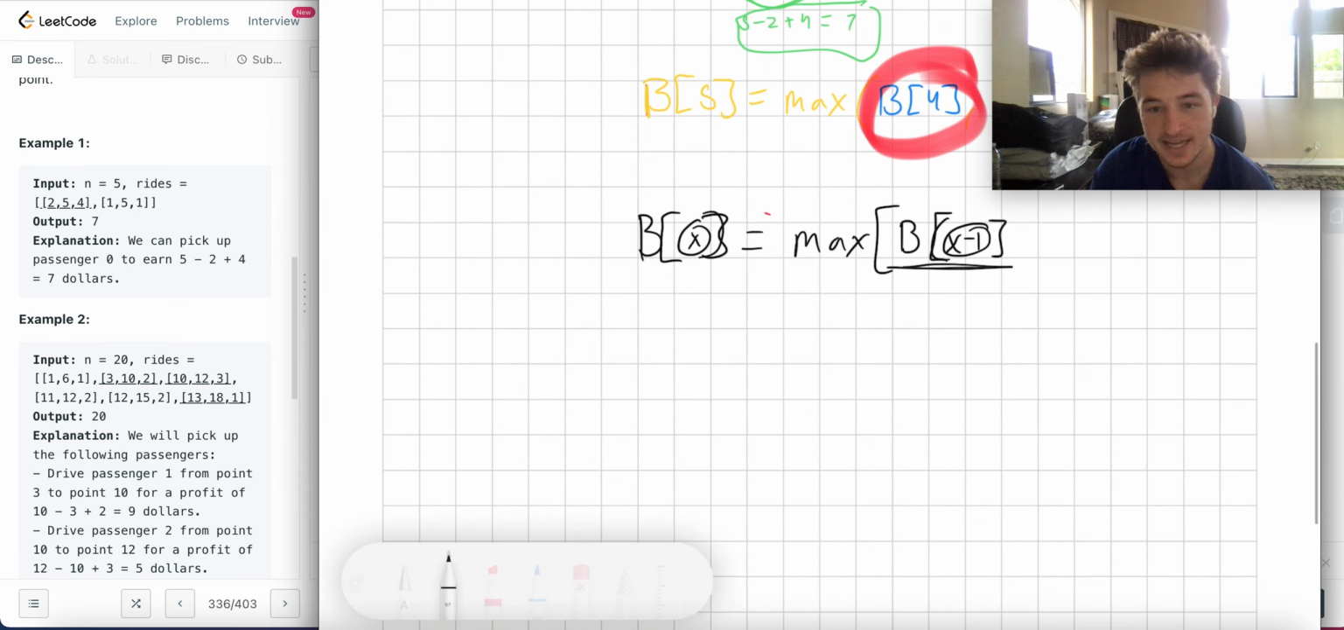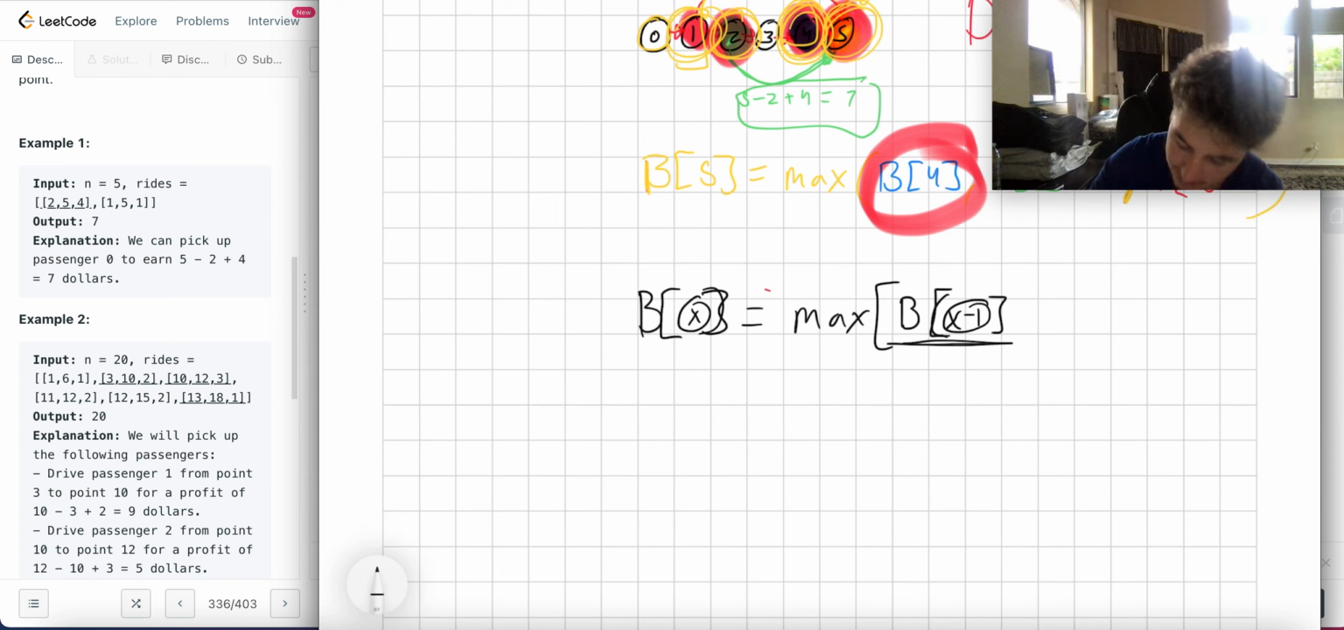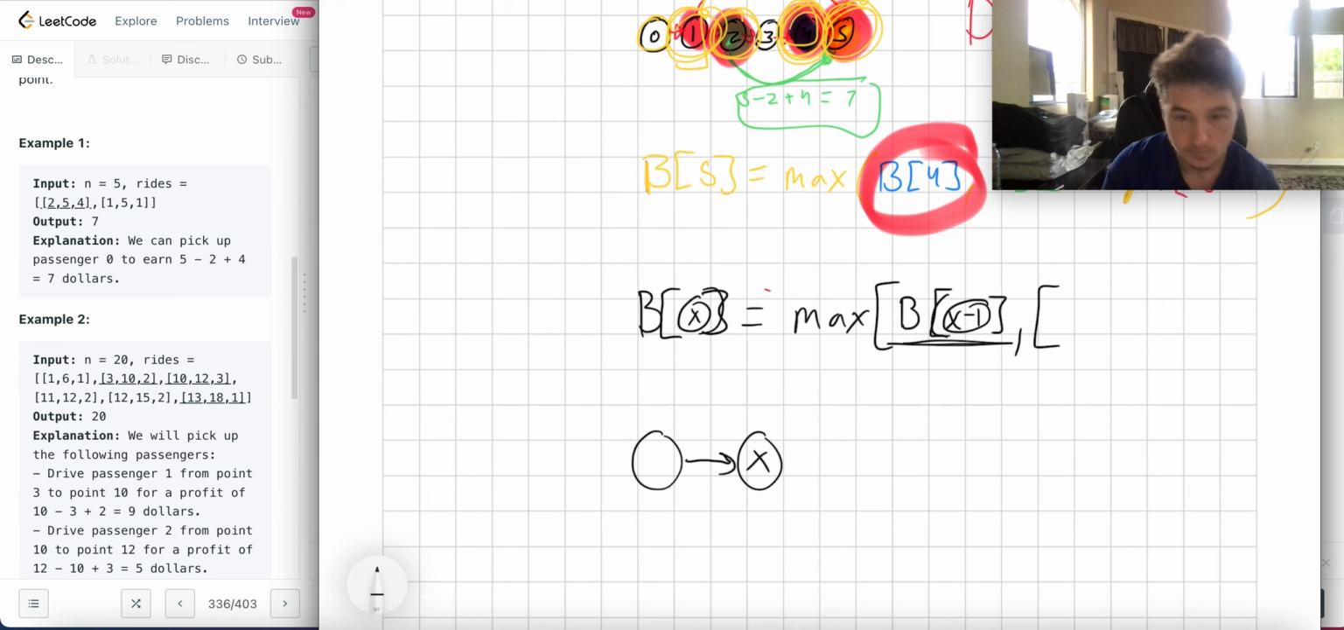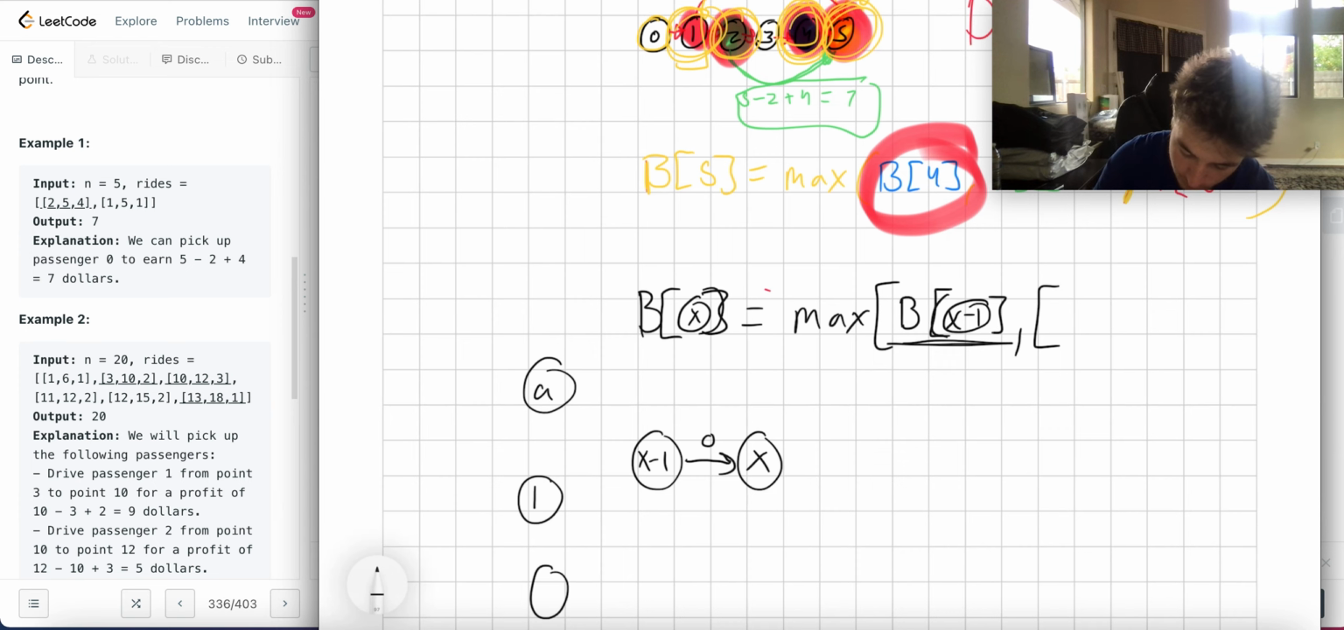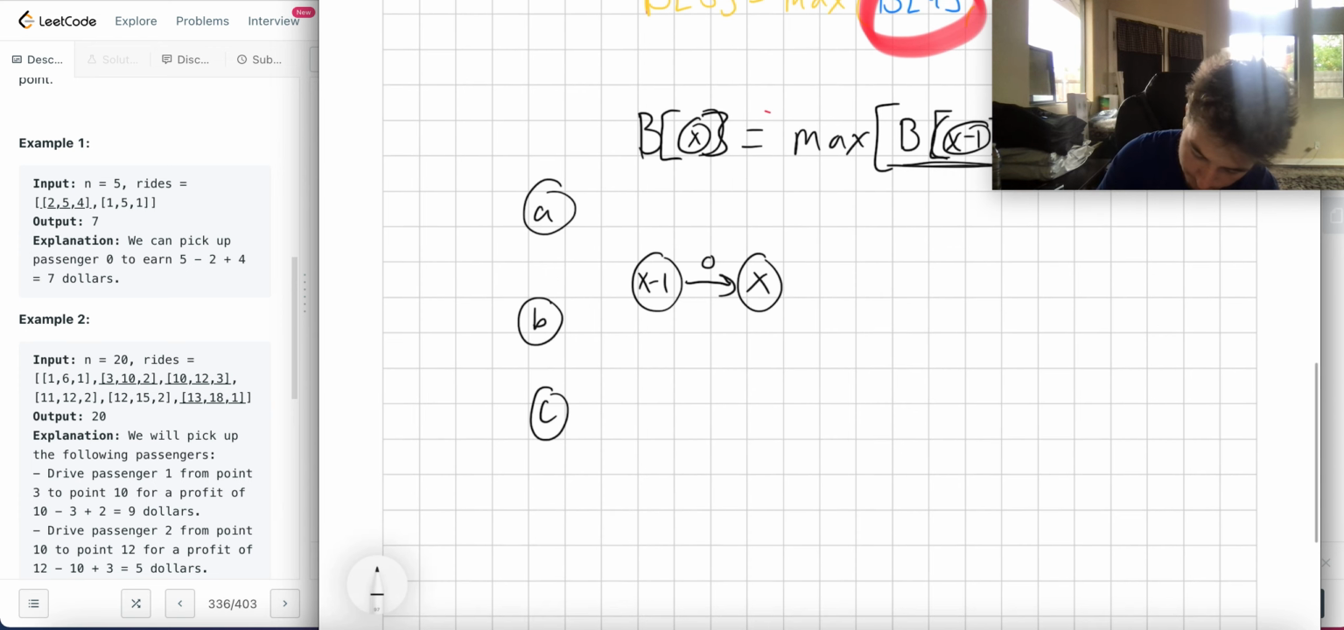So you can either take in that person that skipped everybody, or you look at all the edges that go into this node, right? Because into X, there's X minus 1. And that has 0 benefit, right? Because that means you didn't pick anybody to get here. And then you have all these previous people, A, B, C.